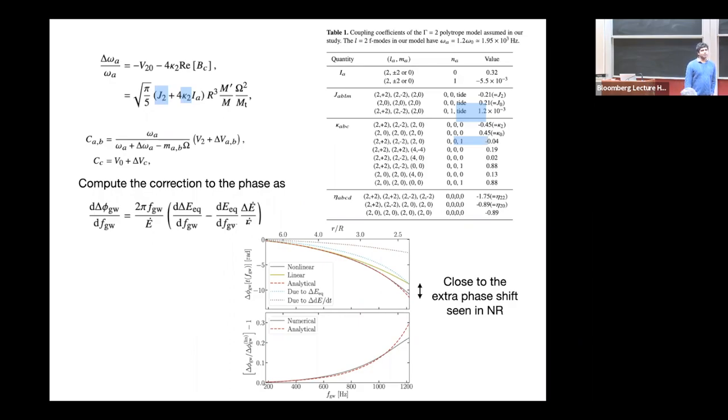How does that compare to current waveform models? People already have models like this. Yes, the size is correct, it is in the ballpark. Okay, so the size is okay. Did you by any chance do an inference with this versus the standard thing? No.